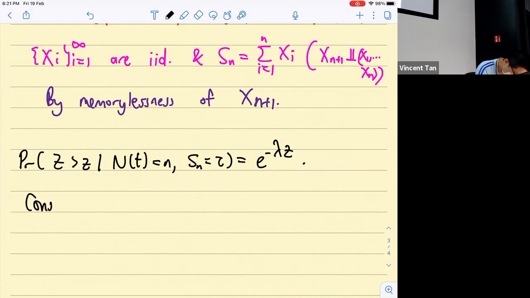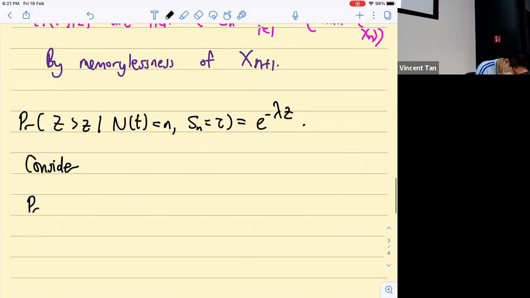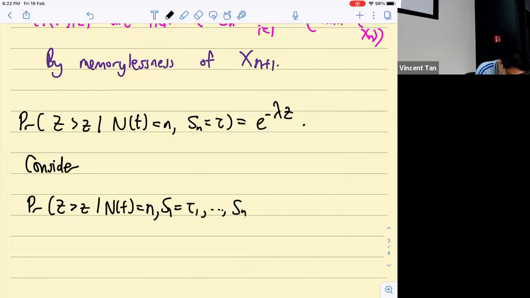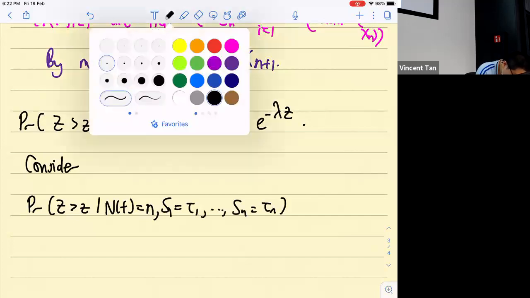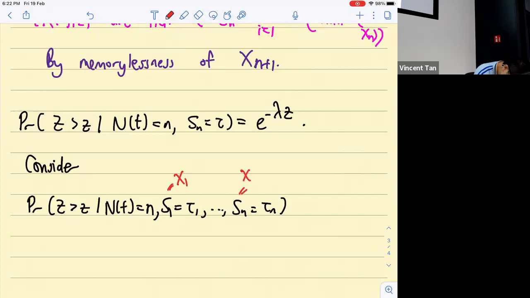Consider the probability of z greater than z, conditioned on nt equals n, s1 equals tau 1, all the way up to sn equals tau n. I just want to remind people that this is exactly x1, and this is x1 plus dot dot dot plus xn. So we can insert all these things without any loss, because we can drop all these. They are independent of this. We can insert all these without any loss, and we still get e to the minus lambda z. You can run through the previous calculation.